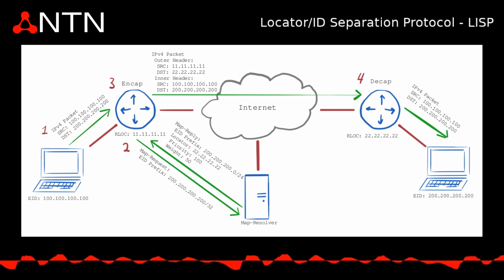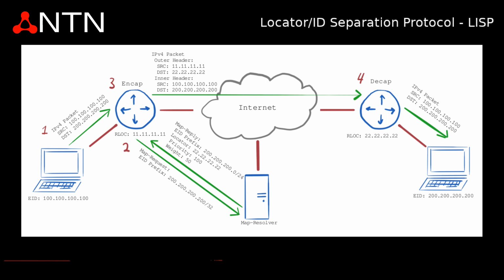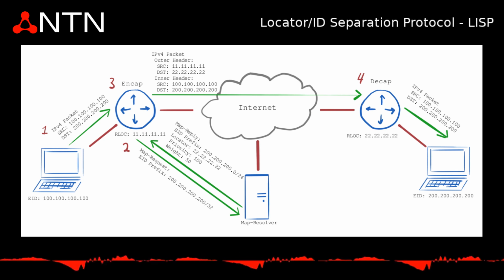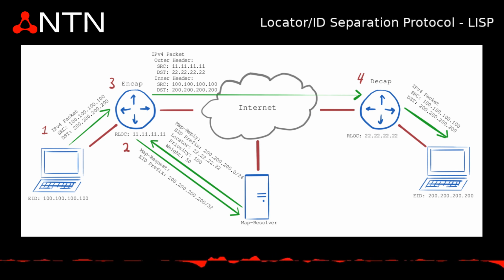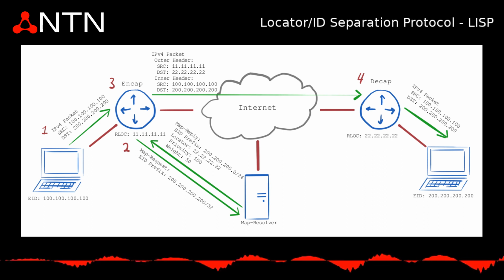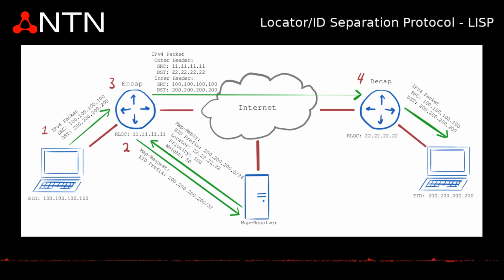The general flow for a LISP packet is: 1. The endpoint sends a packet destined to an EID. 2. The LISP router receives the packet and looks up the destination EID in the EID to RLOC database. 3. The router encapsulates the packet and forwards it to the destination RLOC. And 4. The destination router decapsulates the packet and forwards it to the destination endpoint.